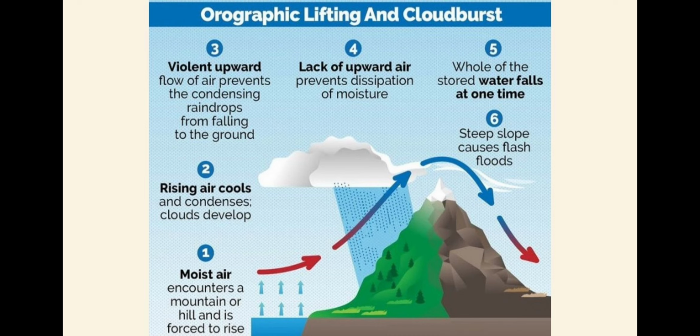After that, violent upward flow of air prevents the condensed raindrops from falling to the ground. In the fourth stage, after some time the hot air currents become weak, and the lack of upward air prevents dissipation of moisture. In the fifth part, the whole of the stored water falls at one time, and in the sixth stage it moves down the slopes of the mountain, causing flood-like situations in the downward areas.